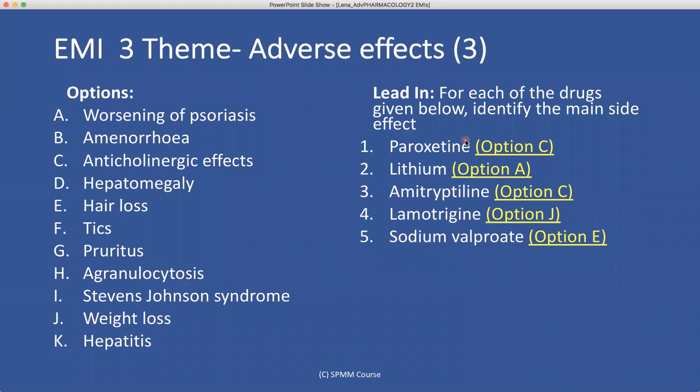So for paroxetine, option C, anticholinergic effects. We have reviewed the dry mouth problem with paroxetine. With lithium, we can choose worsening of psoriasis. With amitriptyline also, we can choose what we chose for paroxetine, anticholinergic side effects. For lamotrigine, we can choose option I, actually, not J, sorry, option I, Stevens-Johnson syndrome. And for sodium valproate, question number 5, we can choose hair loss or alopecia. Please change option I for question 4. It's actually Stevens-Johnson syndrome.